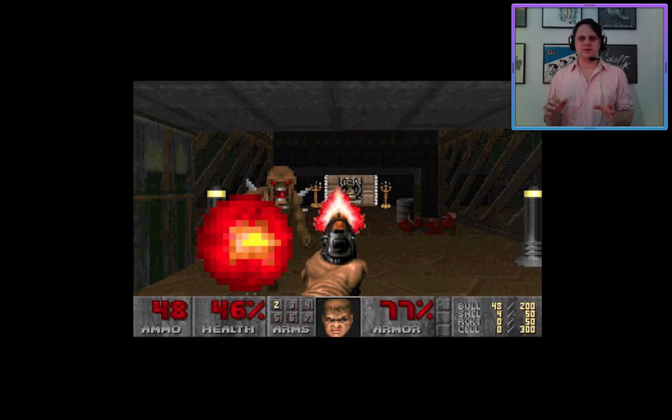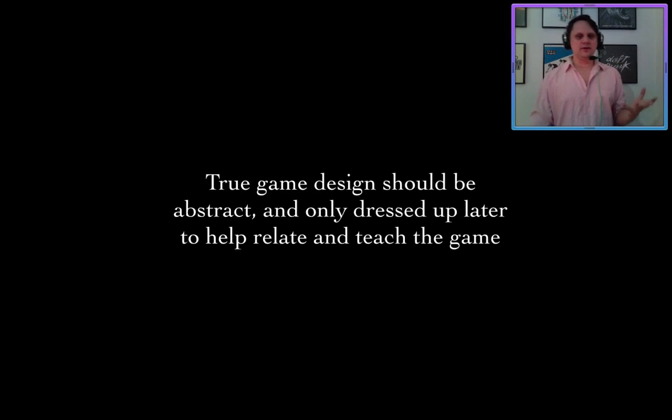So that's why I think you should actually do this. You should create your games in an abstract world and just say, these are the rules that I want, and this is how it's going to work. Once you've done that, you can say, oh, we're in space, or oh, this is the Second World War, whatever you need to do to dress it up.